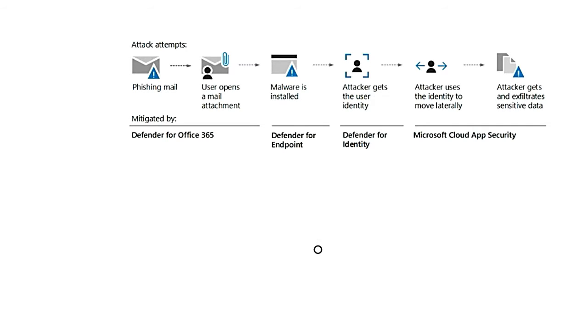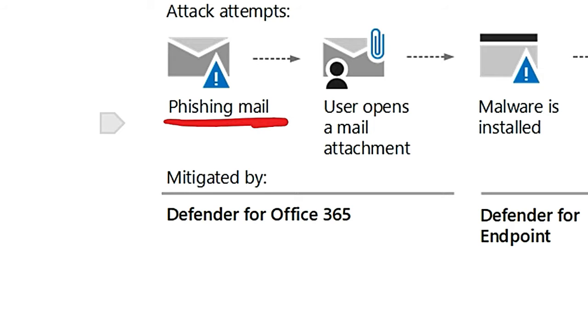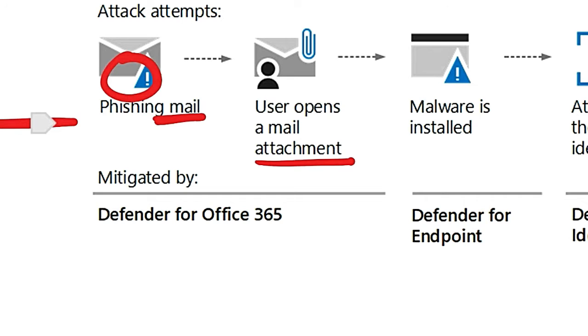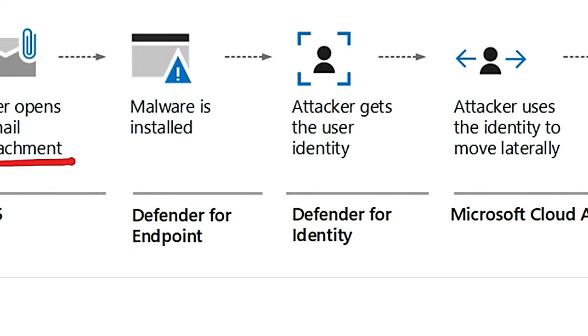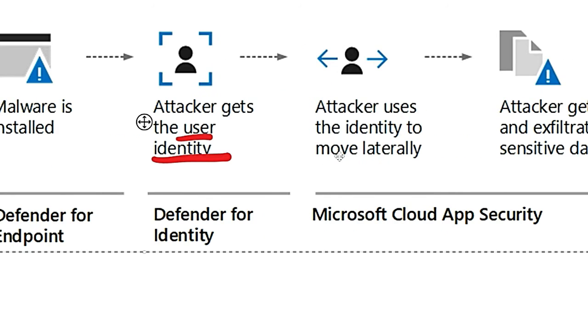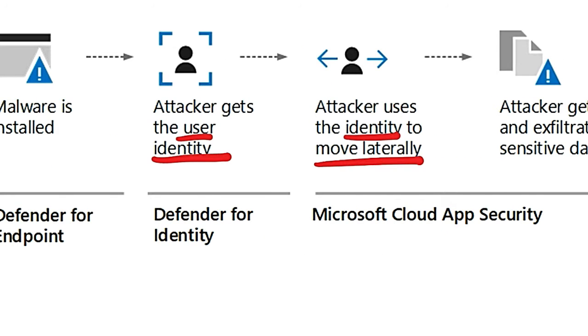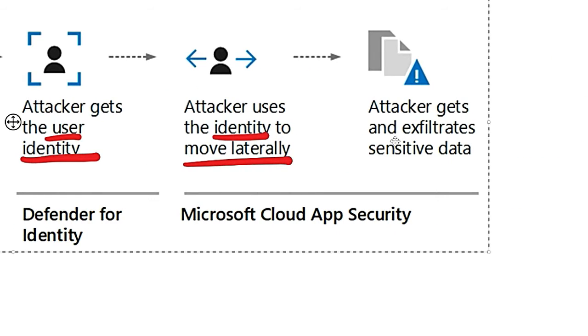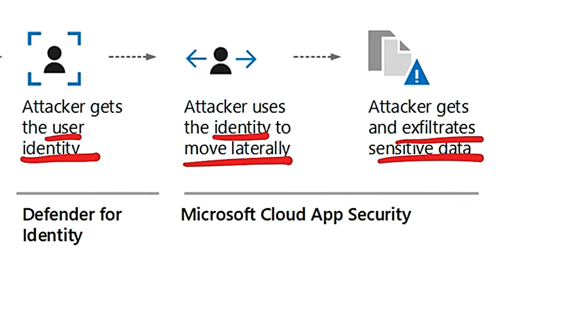This is an example from Microsoft.com itself. This is an example of a phishing attack. Imagine that an employee in your organization gets a phishing email and it has a malicious attachment. This user doesn't know it is malicious or a phishing email, so they go ahead and open the mail attachment. There is malware in this which gets installed, which in turn gets the user identity, and then the attacker uses that identity to move laterally to other devices and assets and get more sensitive information. They start to exfiltrate.